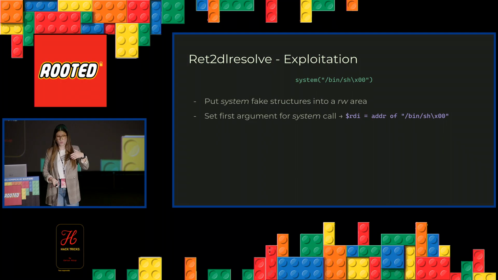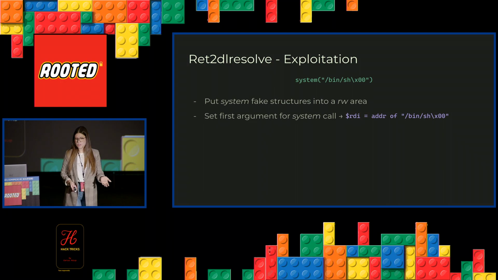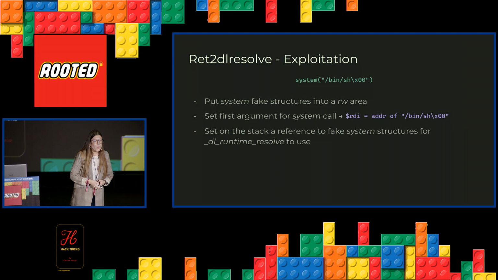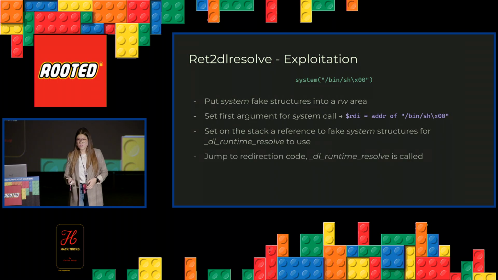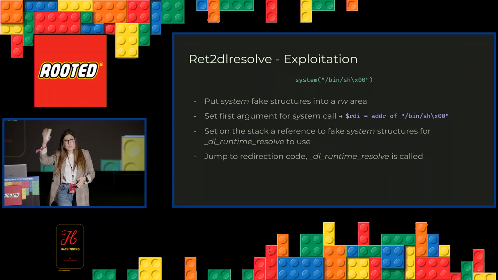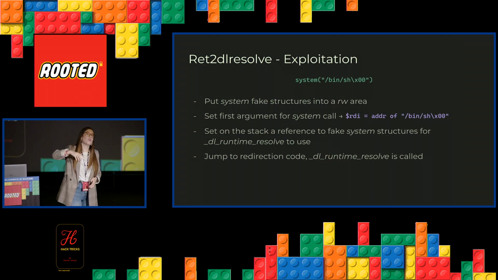So we will set, using our ROP chain, RDI equal to the address of a binsh string. Then, remembering what we've said before about the reference on the stack, we will have to set inside the stack a reference to those fake structures, and those fake structures will be the ones specifically crafted for the system function. And then finally, we can jump to the redirection code, and this is the reason why I named it that way before. So we will jump specifically to that redirection code that will call the DL runtime resolve function for us.